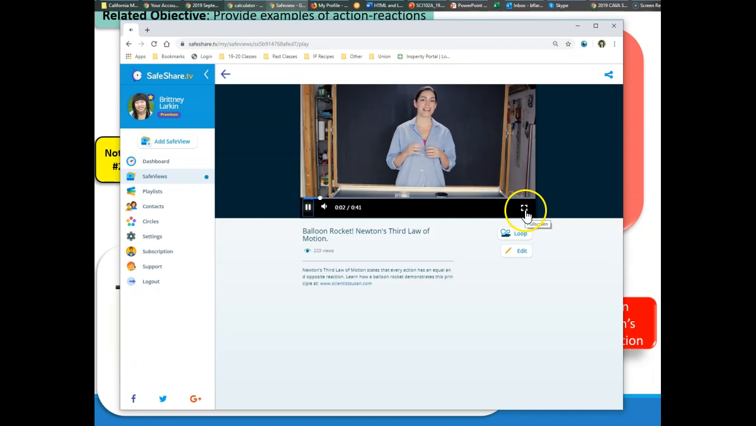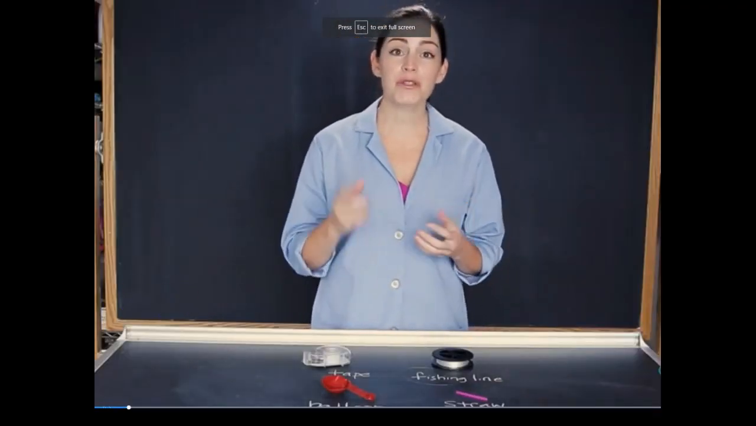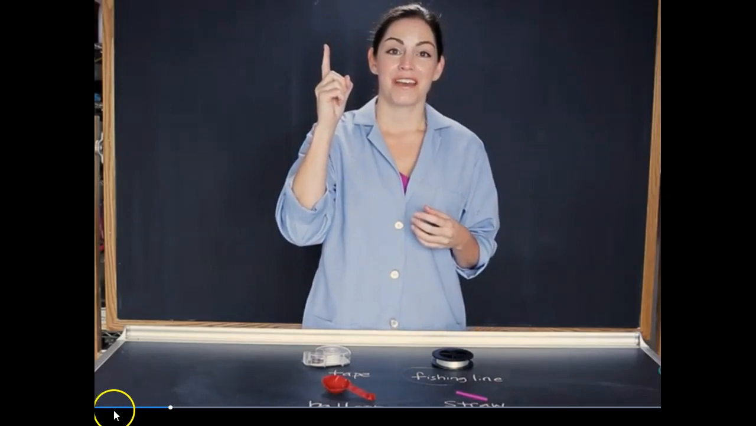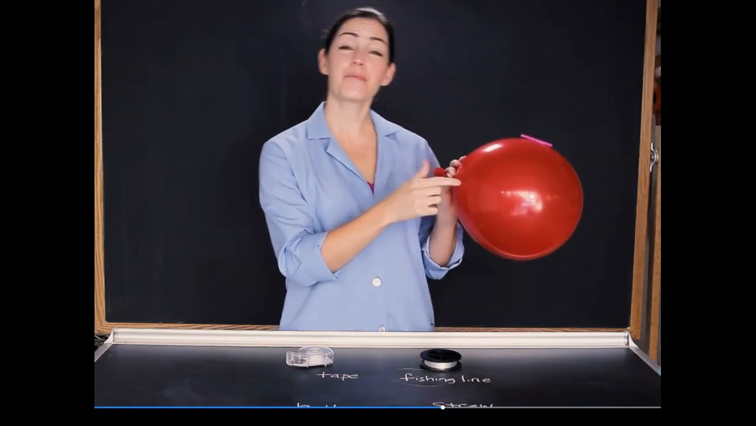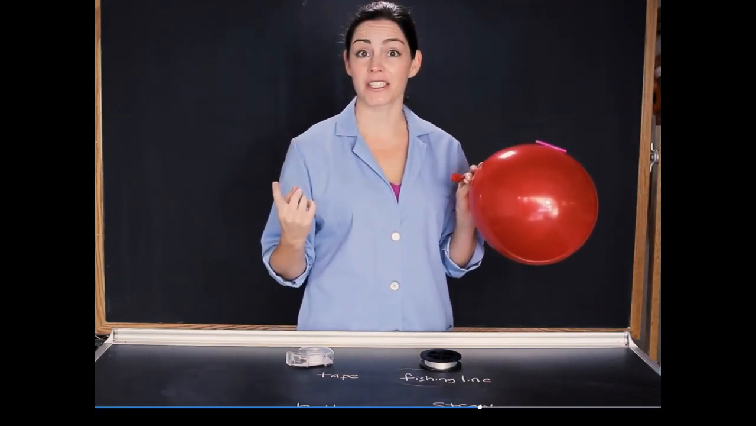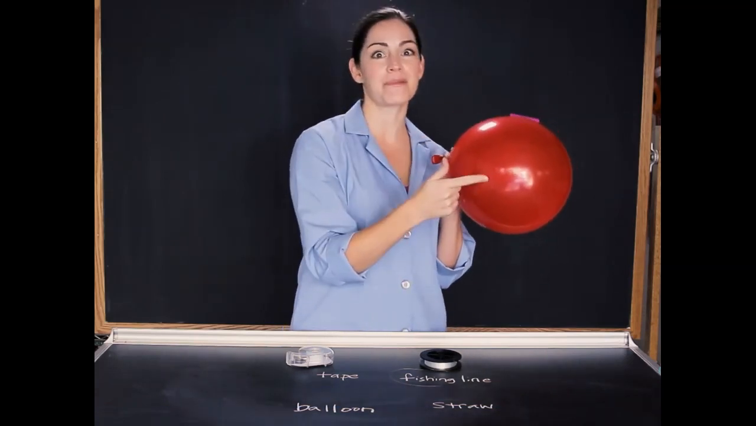Third law of motion, which says every action has an equal and opposite reaction. It's the principle that sends rockets to the moon. If you want to try this at home, this is what you need. When I release my fingers, air pushes out of the balloon. That's our action. Our reaction is that the balloon moves with the same force in the opposite direction.